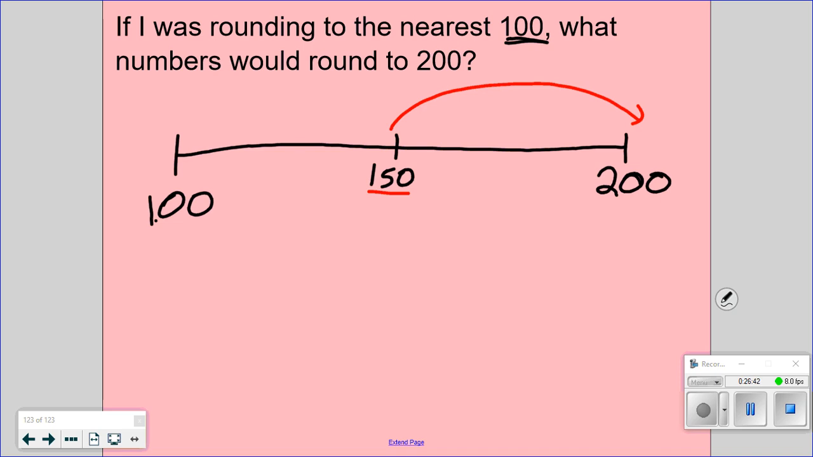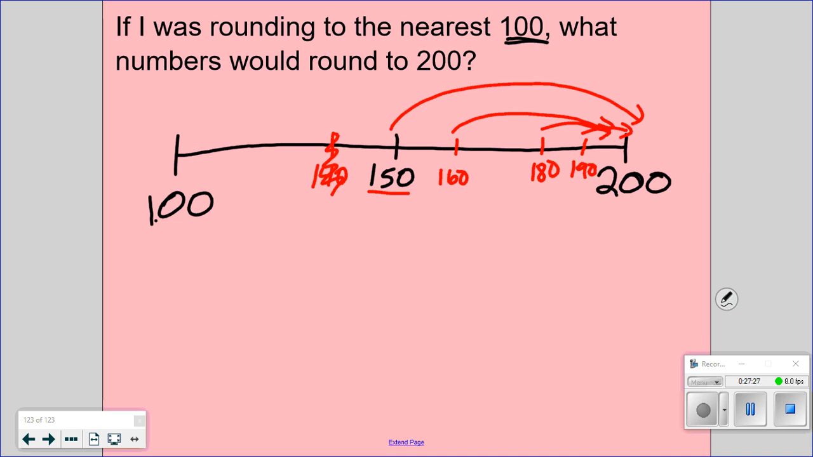Can you think of anything else? Show me. 140? Is that going to round to 200? Oh. I need a number that rounds to 200. What do you think, Ashlyn? 160. Right here. That'll work. Jackson? 190. That lives right here. That'll work. Okay. Victor? 180. Right there. That'll work.